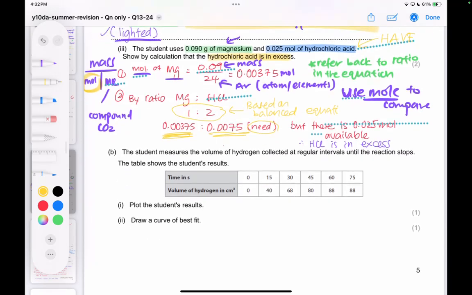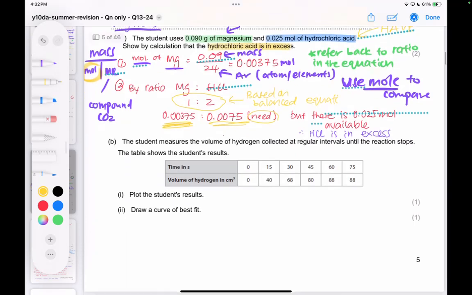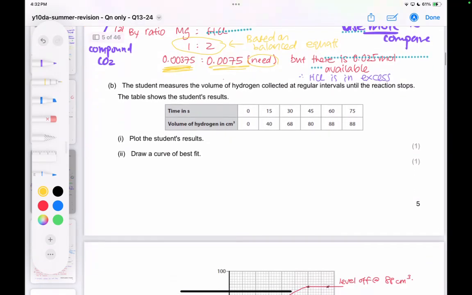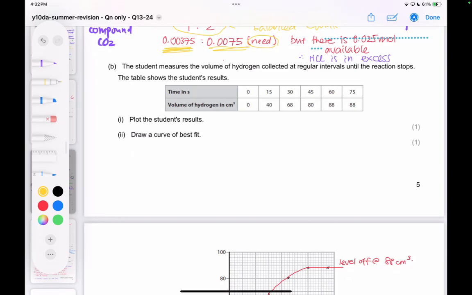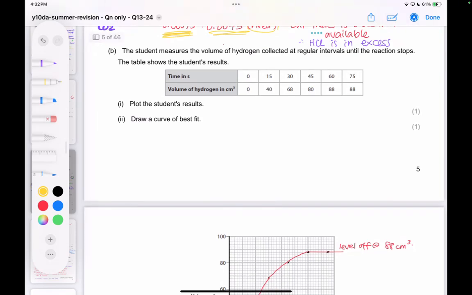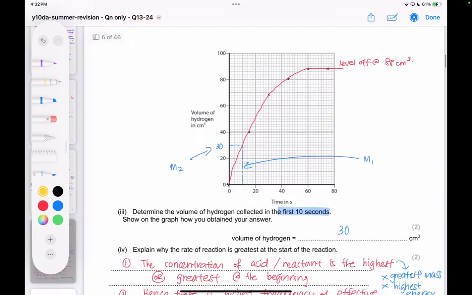If not, revisit this question again. If you have any question, feel free to drop me a DM. Okay, for more concept questions, a lot of graph plotting. So if you follow through all of this, you will get a plot like this.